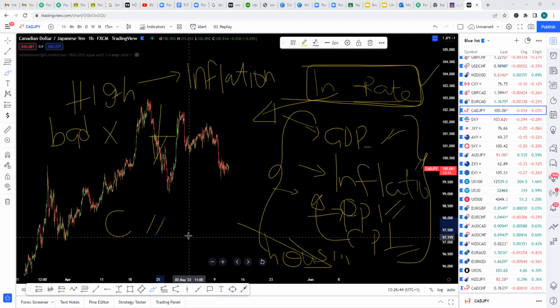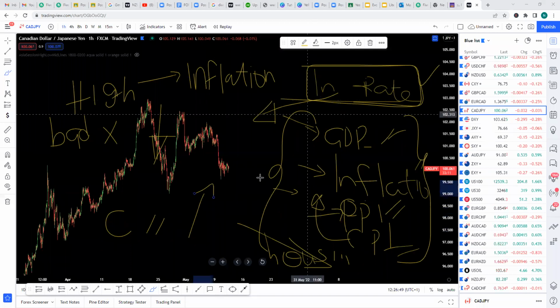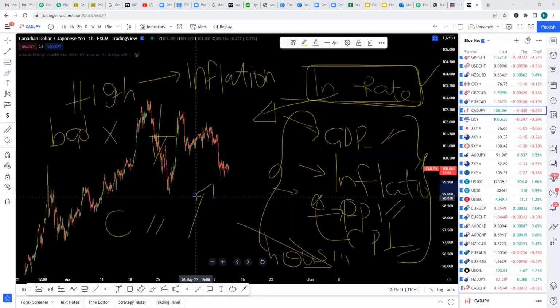When inflation is high, it means that there is an increase in the general price level of goods and services.